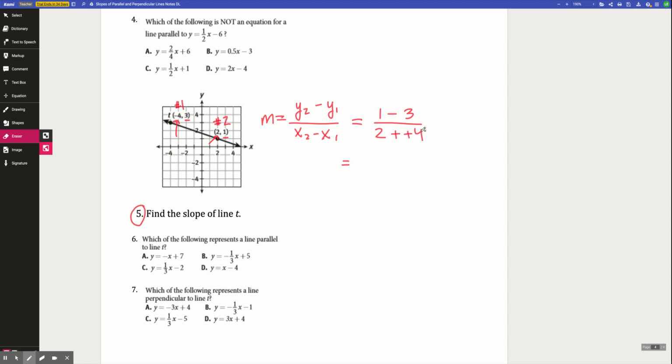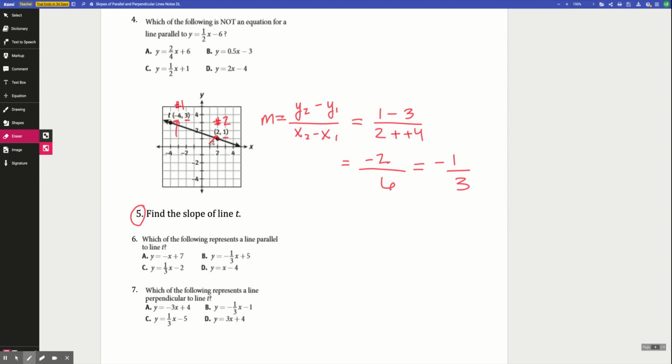All right, so I end up with 1 minus 3, which is negative 2, divided by 2 plus 4, which is 6. And then I really should reduce my fraction a little bit. So I'm going to reduce my fraction, and when I do, I get that this is negative 1/3. So that is my slope.